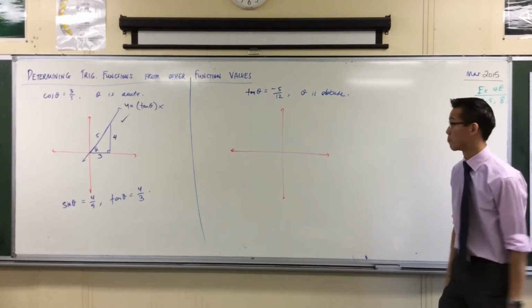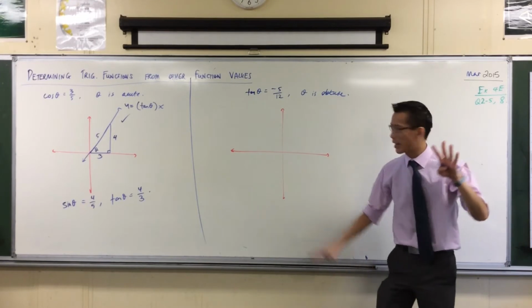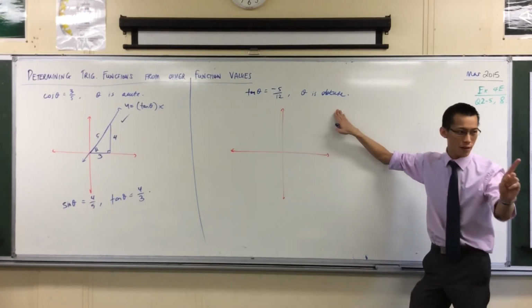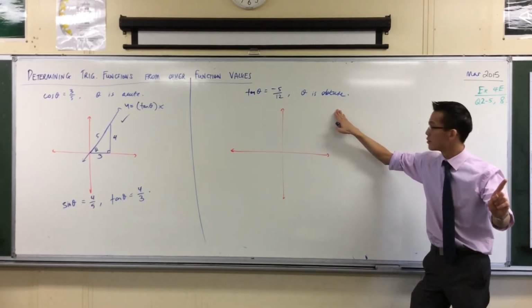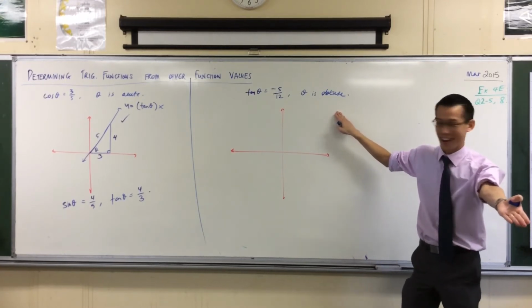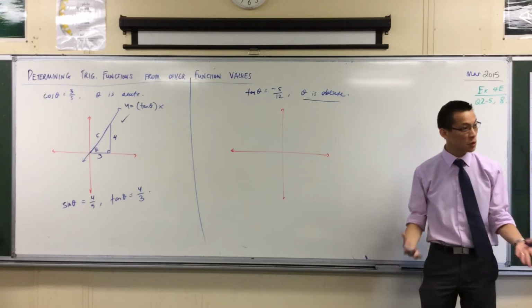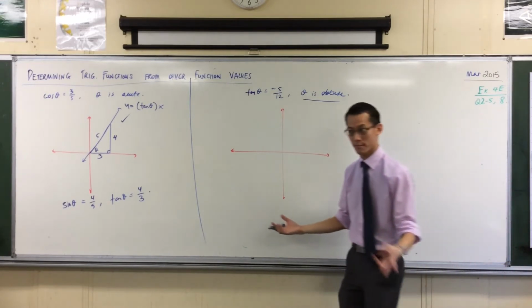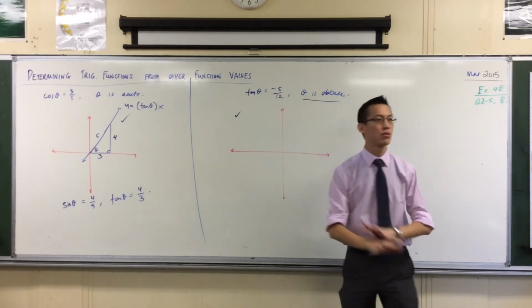Let's have a go at this one, okay? Rehearse with me again. I see this information, and what's the first thing I do? Draw a triangle. I've got to think about where I draw my triangle, and that's based on the fact that theta is obtuse. So which quadrant am I in? Second. Number 2. Great. Tick that, and I ignore the rest.